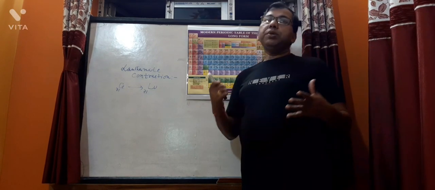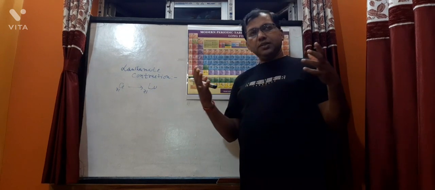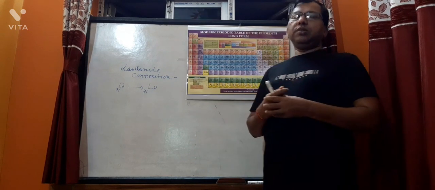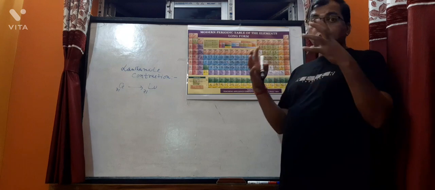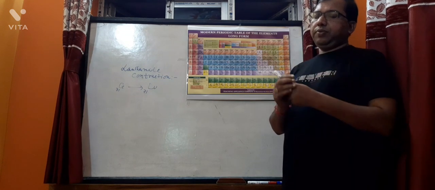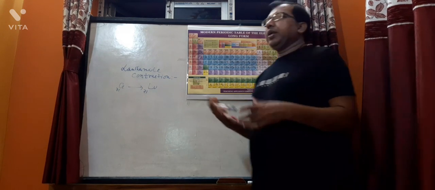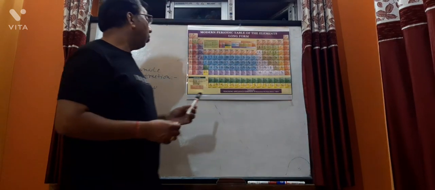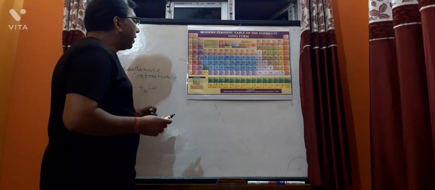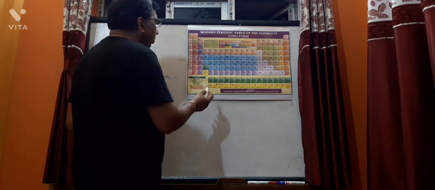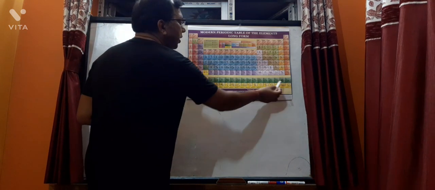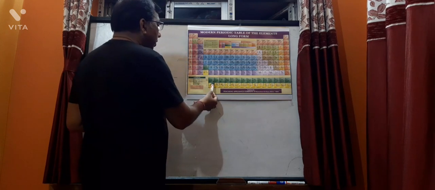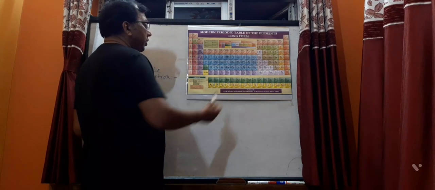Lanthanide contraction means what? And what is the cause of the contraction of the lanthanides? Contraction, संकोचन, lanthanide संकोचन. And what is the संकोचन? What you see, if you go through the lanthanide group, from cerium to lutetium, that is atomic number 58 to 71.